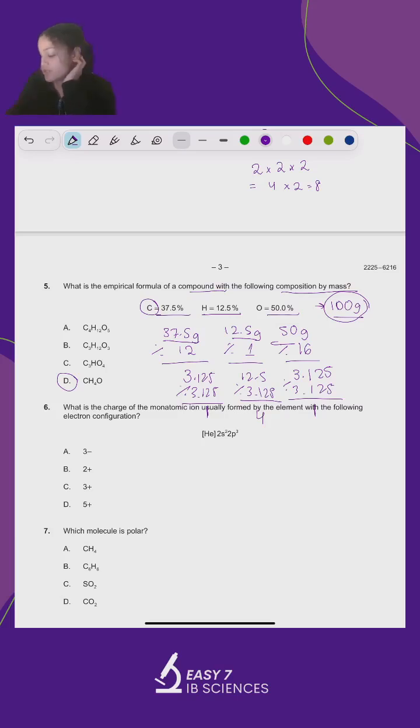Okay? So it's always 100 grams, because if you add up 50 plus 12.5 plus 37.5, that's always going to add up to 100. That's why I say assume you have a 100-gram sample. So if you add those percentages up, it's always going to be 100.